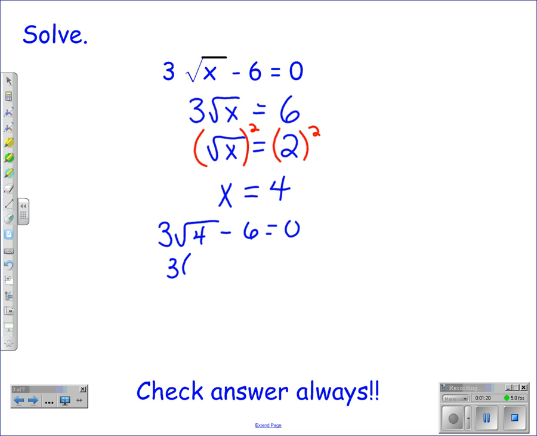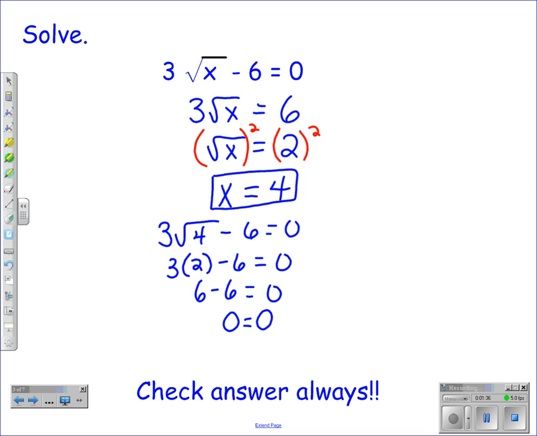We have 3 square root of 4. We know the square root of 4 is 2. And that will give us 6 minus 6, which is supposed to be equal to 0. And yes, that does give us a true statement. 0 equals 0 in the end. So we know that this is the only answer that we have, and it works. So therefore, we have an answer on this one.